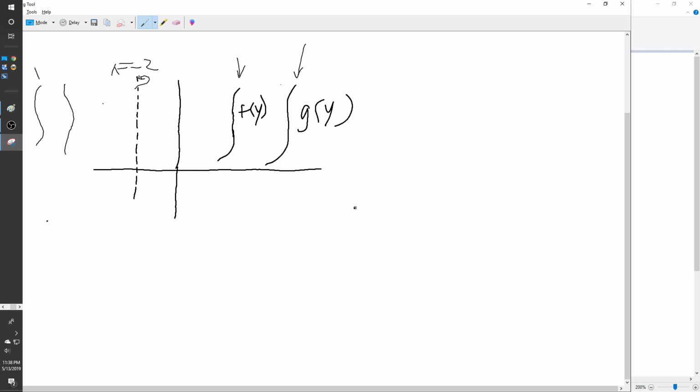So let's first identify what we're using. V equals pi integral of something dy. Okay, dy. So let's write out big R and little r.